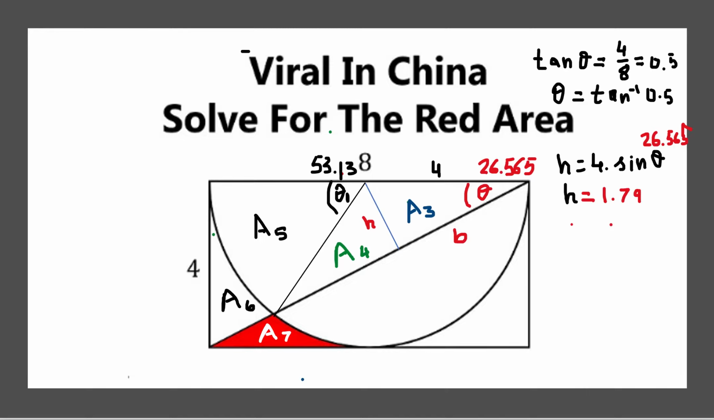And now I'm looking for b. And b is the adjacent side, which is going to be the hypotenuse 4 times the cosine of 26.565.